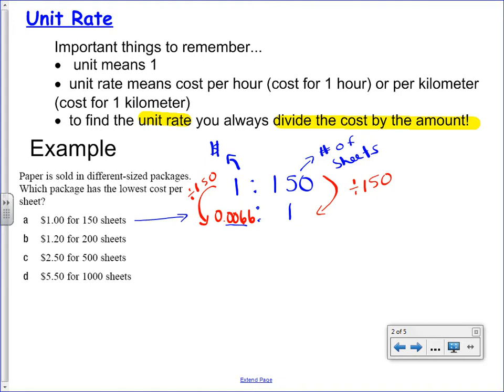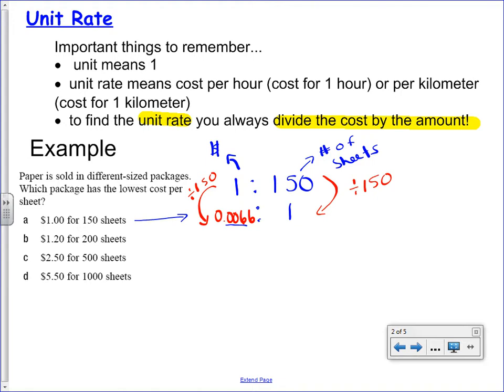Now, do you have to do it this way? No. Okay? Because what you're doing here is essentially you're taking the cost and you're dividing it by the amount. But sometimes students have a tendency to just divide the bigger number divided by the smaller number. That's wrong. You always take the cost divided by the amount.